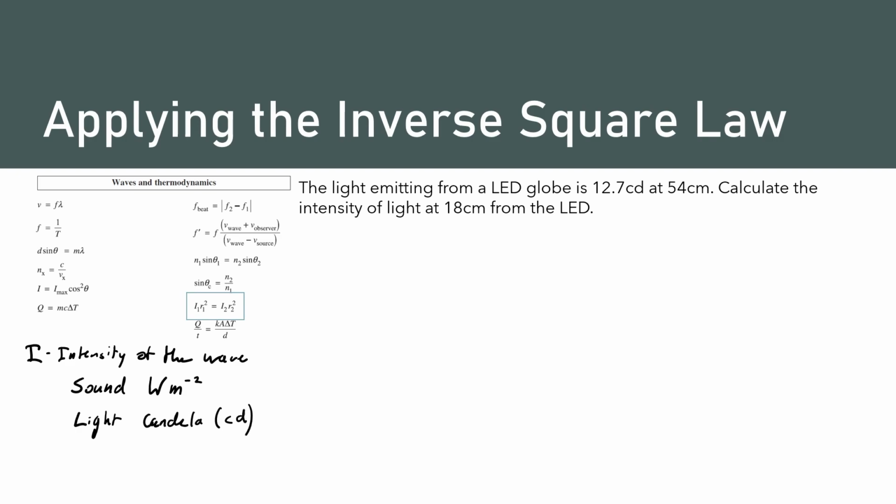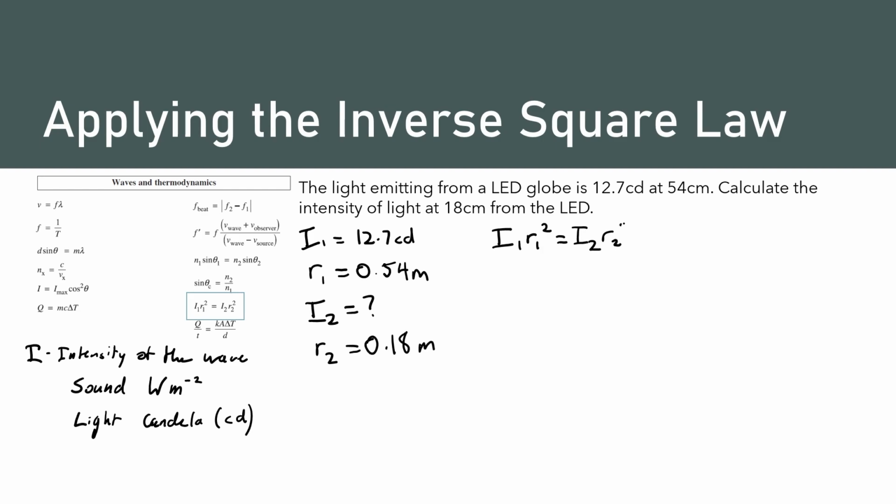The practice question that I've got here should demonstrate this idea that intensity changes depending on how far away we are from the source. So here, the light emitting from an LED globe is 12.7 candela at 54 centimeters away. Calculate the intensity of light at 18 centimeters from the LED. So what I'm going to do first is identify my key data in the data column, then identify the equation and rearrange for our unknown value. So from here, all I need to do is substitute and solve.